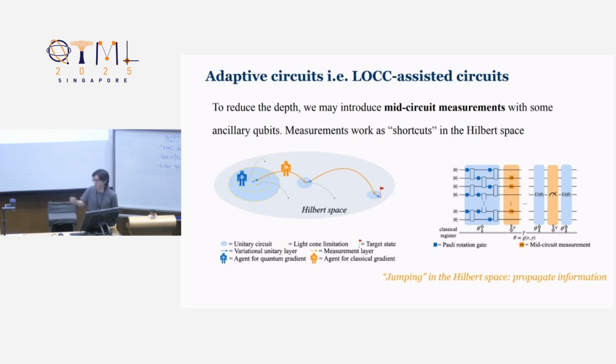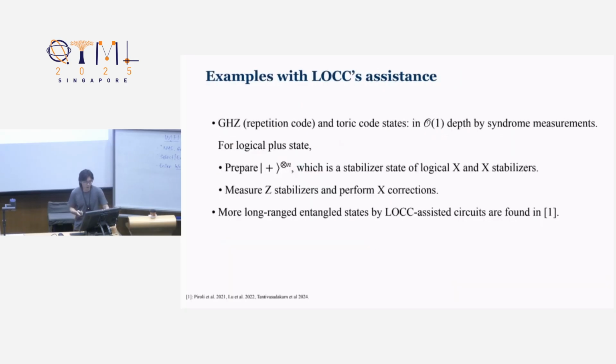And they work together to shape this so-called adaptive or LOCC-assisted circuit. Here we just use one sentence, like you can jump in, in this kind of circuit. And actually, the example we just mentioned, the GHZ state and the surface code, if you are using this LOCC assistance, then you just need O(1) depth, constant depth, to prepare such a state.